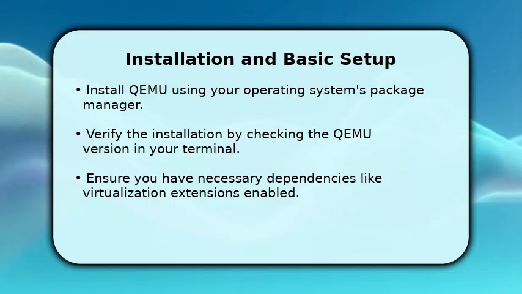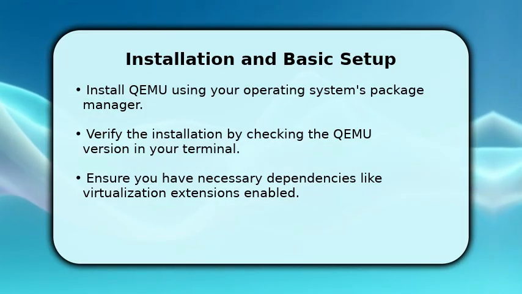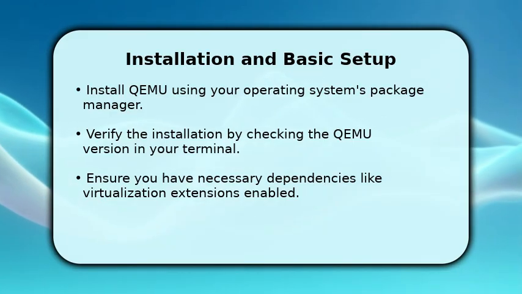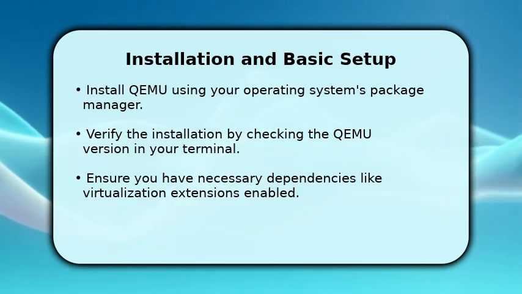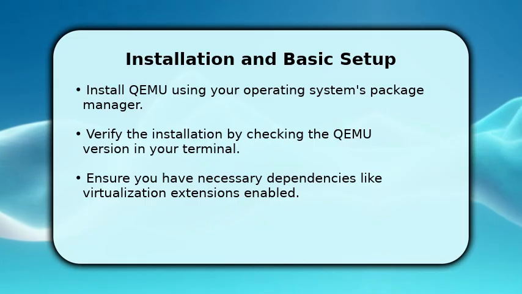To begin, install QEMU on your system. On Linux, you can typically use commands like sudo apt install qemu-system or sudo dnf install qemu-kvm. For Windows or macOS, download the official installers from the QEMU website. After installation, open your terminal or command prompt and type qemu-system-x86_64 --version to confirm it's working.